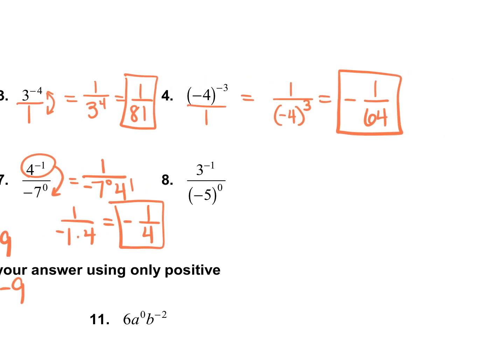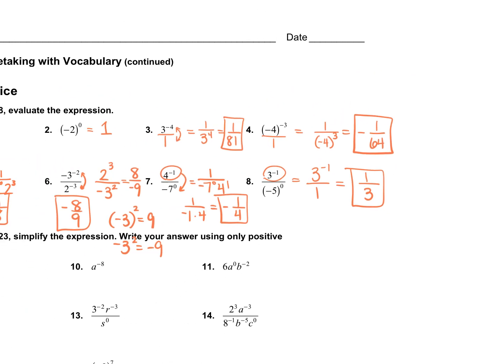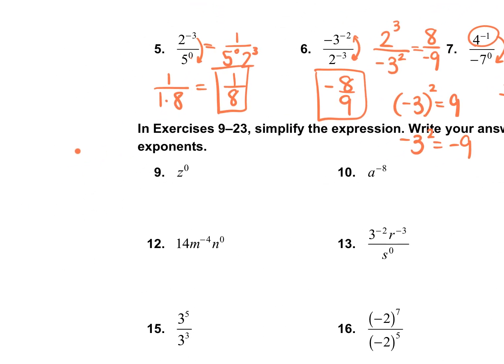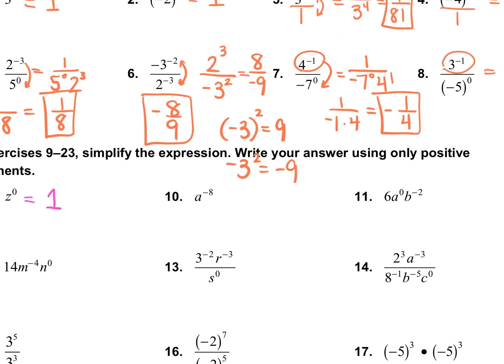And then this one, now there's parentheses, so this is just like 3 to the negative 1 over 1. And then we're going to move it to the bottom, so 1 over 3. All right, keep on cruising to the bottom here. Z to the 0, boop, that's just 1. A to the negative 8, that is 1 over A to the 8th power.